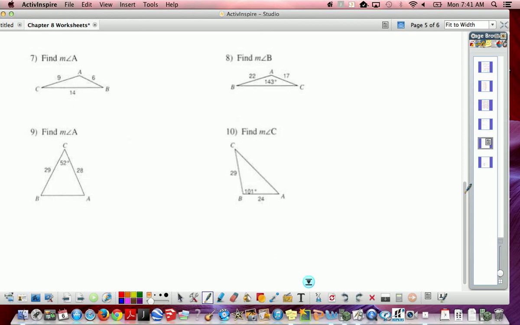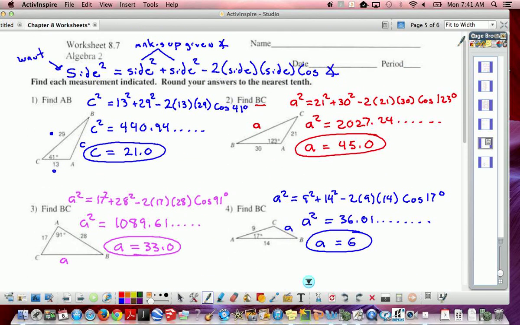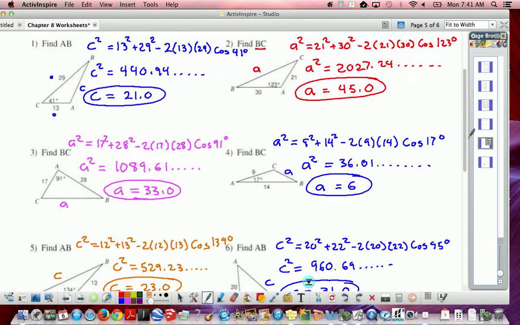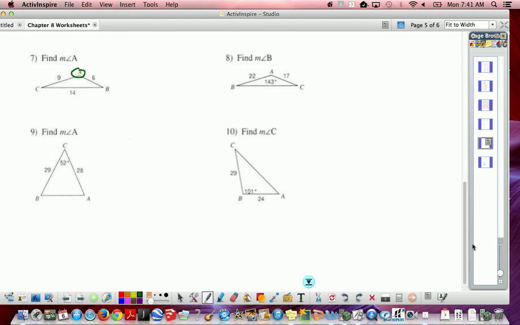Okay? And it's so important to identify the angles. So like on this first one here, I'm trying to find angle A. If we take that formula up top, what we're basically doing is getting the cosine by itself. As we showed you in class, to find angle A, you do cosine of A, and it equals the following relationship.